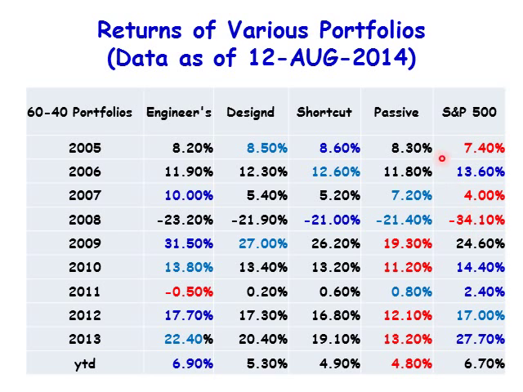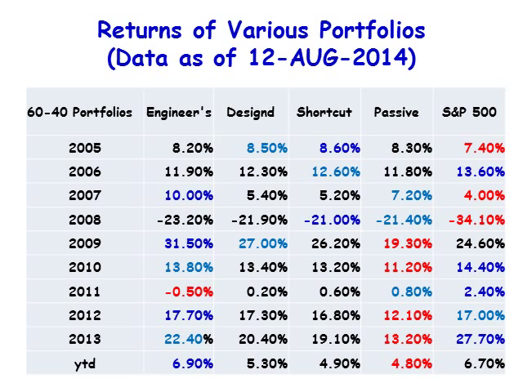Okay, so you see that the engineer's portfolio was worst only once. Okay, the design portfolio was never worst, but never at the top either. Okay, shortcut was never worst, but was at top twice. Okay, and the passive portfolio was never at top, and so on.